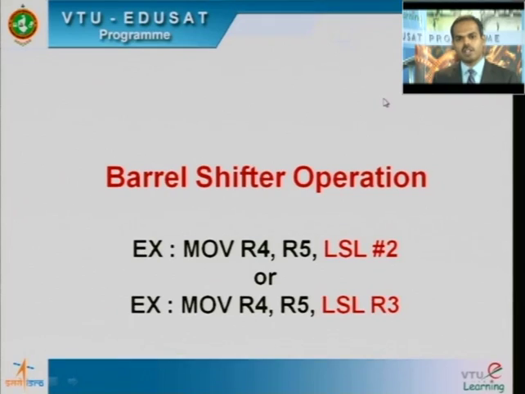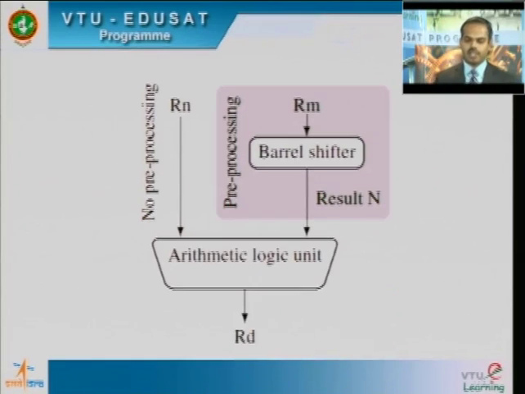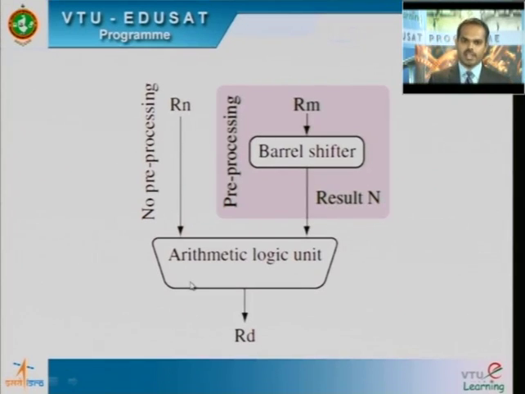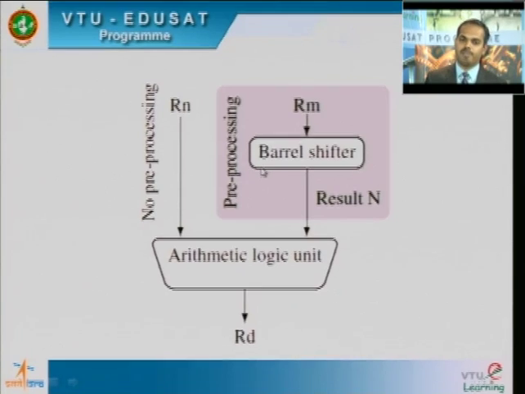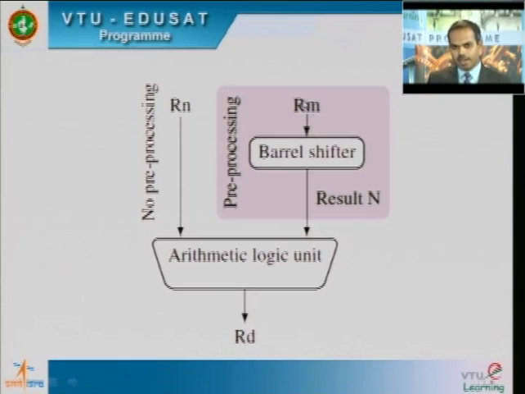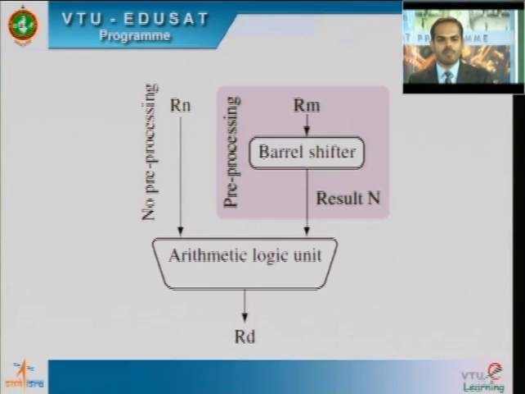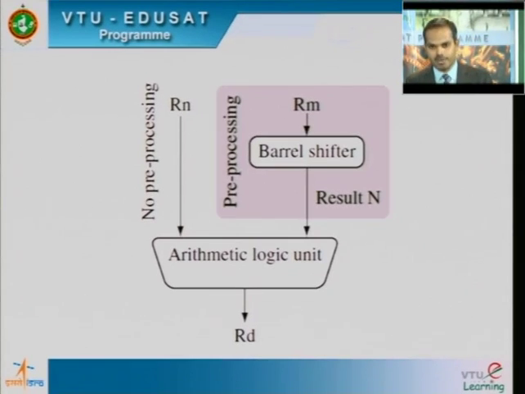We will see what the other possibilities in the barrel shifter operation are. This is a barrel shifter in connection with an ALU. This barrel shifter is associated with the pre-processing of the instruction. That is possible with only one operand, Rm, right? And then it is given to the ALU. The ALU processes the result depending on the input from the instruction decoder, and then generates an Rd.